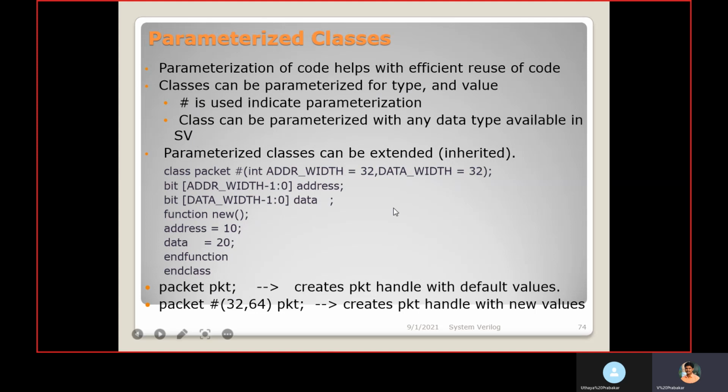Now if I want to make the address width 32 and the data width 64, then while declaring or instantiating the handle, likewise packet pkt, I am declaring. During the declaration, we can override it in this way: #(32,64). So create the packet handle with new values. Here 32 is assigned for the address width. Okay, the address is 32 bit and the data is 64 bit.